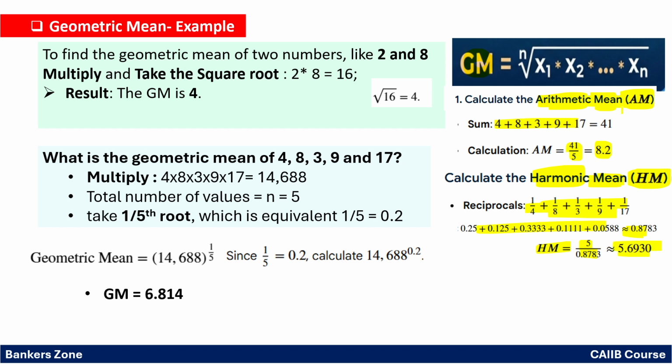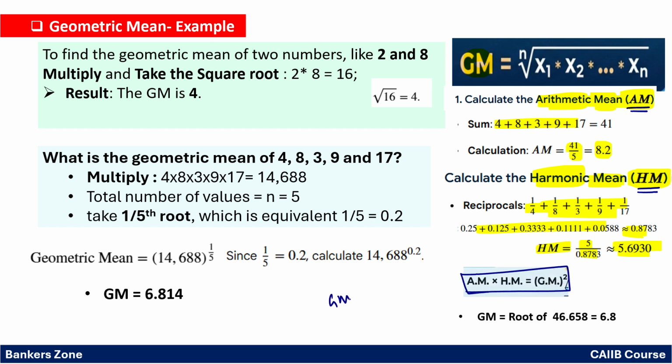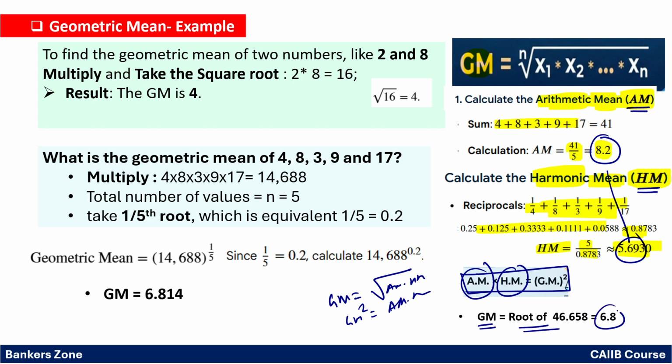So once you get the arithmetic mean and the harmonic mean, you can find the geometric mean using the formula. What is geometric mean? Geometric mean is nothing but the square root of arithmetic mean into harmonic mean. Or we can say geometric mean square is nothing but the arithmetic mean into harmonic mean. Simply multiply arithmetic mean and harmonic mean and find the square root. You will get 6.8, which is equal to your previous answer, right?